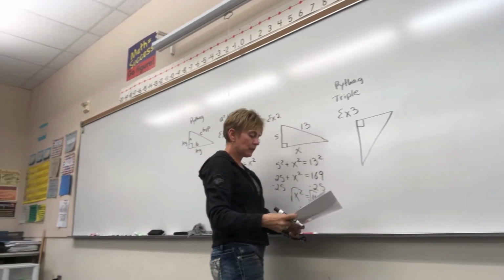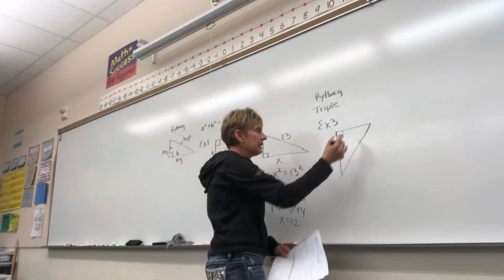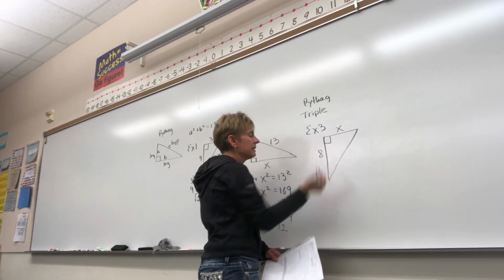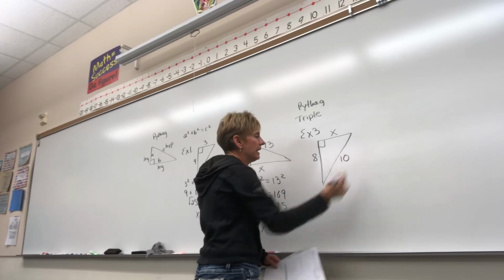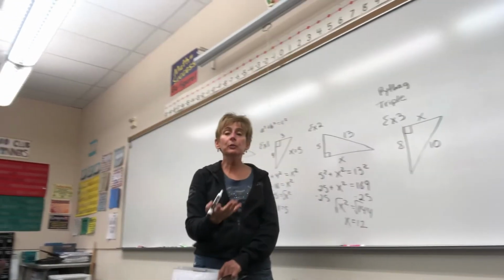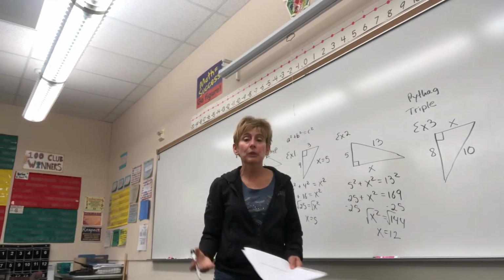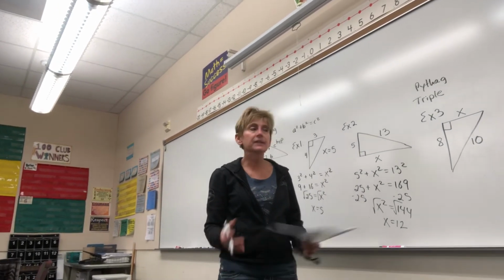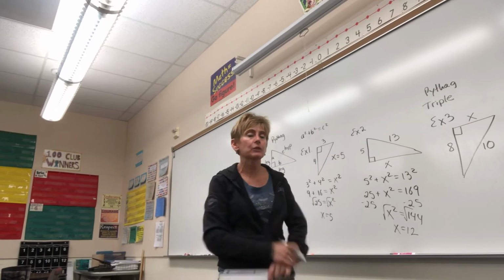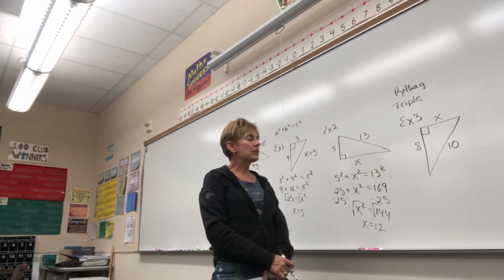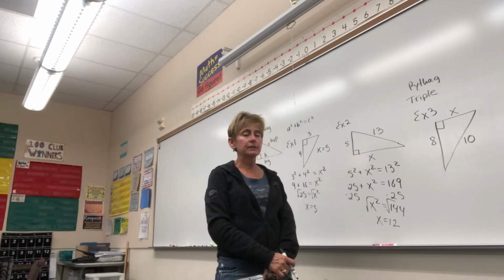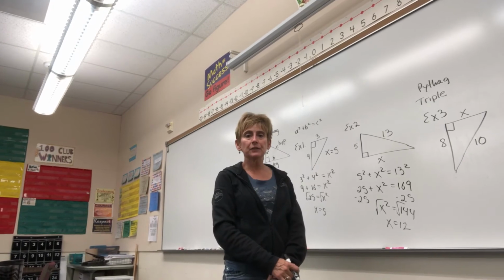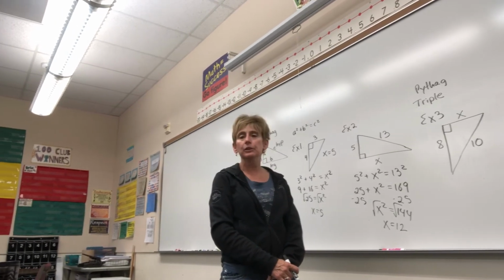This time we're going to make the legs be x and 8 and the hypotenuse be 10. Now there are two ways that we can solve this problem, and I'm going to show you both. The first way is just to use the Pythagorean theorem. The second way is going to be to use the Pythagorean triple. So if we wanted to use the Pythagorean theorem to solve this, what would be the equation? If you can, go ahead and write that down on your notes now.